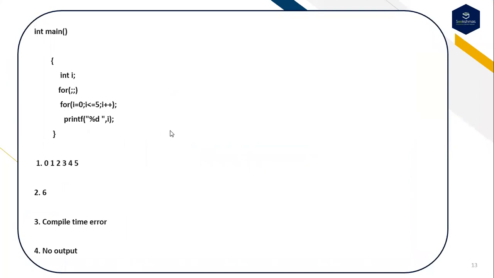This is the C question. int main, and execution of the program begins from the main. int i, and this is a for. Inside the for, the two semicolons are there, and this is one more for loop: int i equal to 0, i less than or equal to 5, ending with a semicolon, i plus plus, ending with a semicolon, and printf, I'm trying to print the value of i. These are some of the options: 0, 1, 2, 3, 4, 5, and 6 as the second option, and the third option is compile time error. The last option is no output.